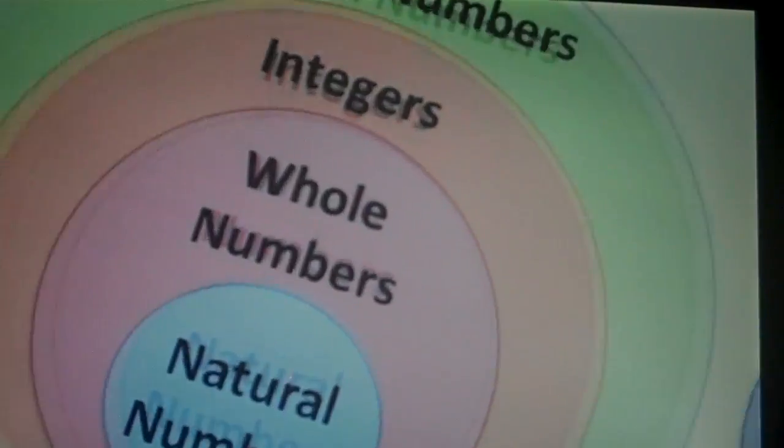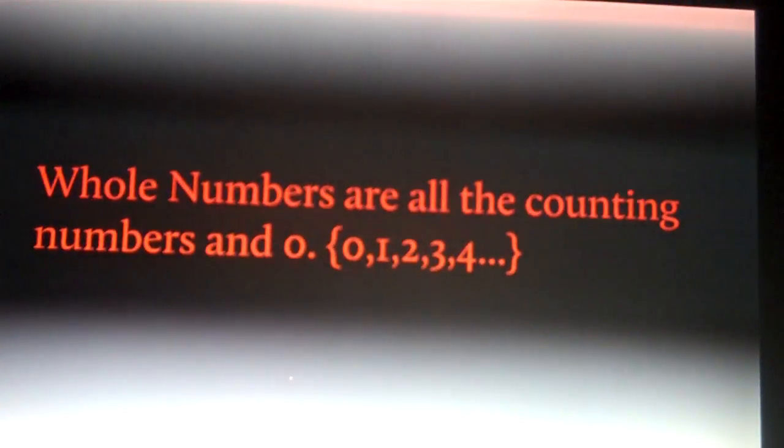And the next one is the whole numbers, which is all the natural numbers, but also 0. So all the counting numbers and 0. 0 is a whole number.